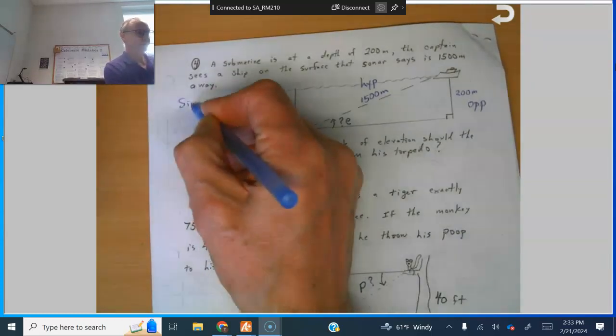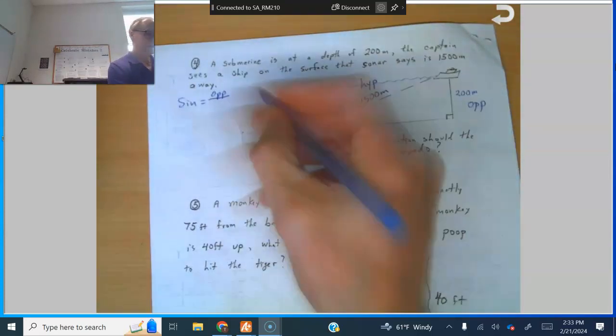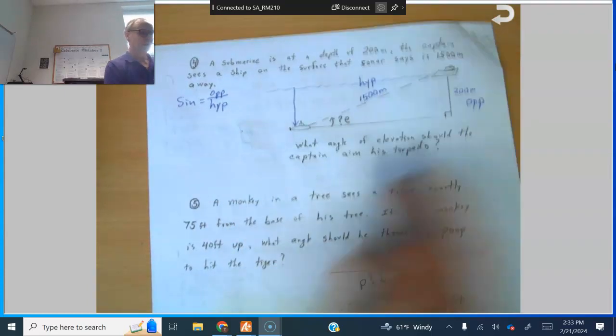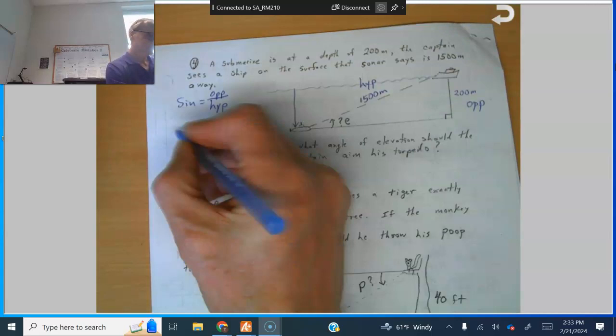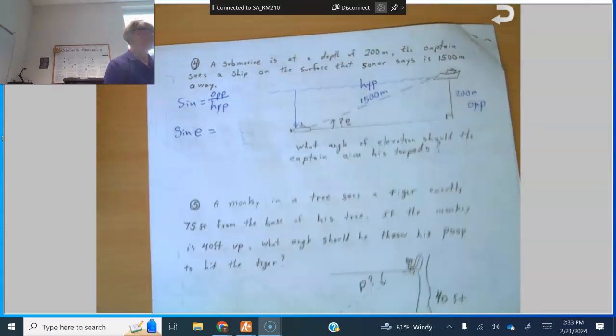this is sine. I hope you got that. Opposite over hypotenuse. Did you put in your numbers? Don't wait for me. It's sine of angle E, isn't it? Sine E is, what is it?